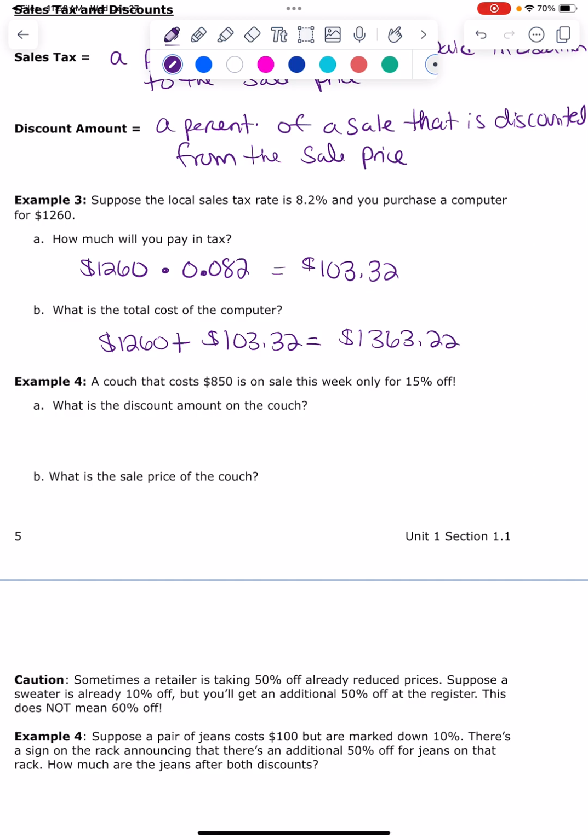So for a $1,260 computer, you end up paying $1,363.22. So that's over $100 in taxes. Well, we know how much it is exactly. It's $103. So taxes increase the amount that you're paying by quite a bit.